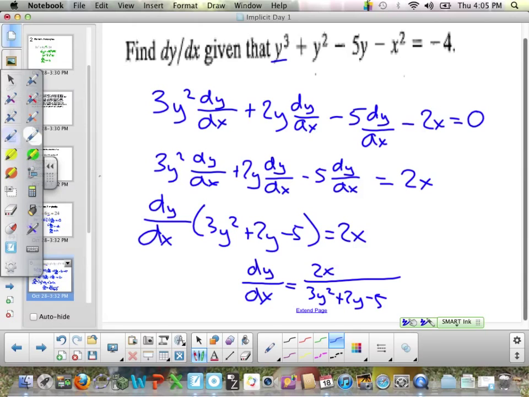Now keep in mind, dy/dx doesn't mean that y's are on top, x's are on bottom. It's just the rate of change of y with respect to x. And x may be on top in the derivative, may be on the bottom. Same thing with y. But the relationship of our tangent line follows the formula given there.